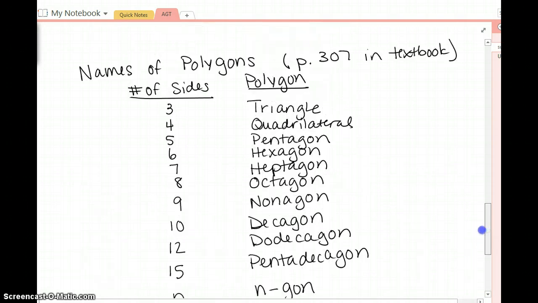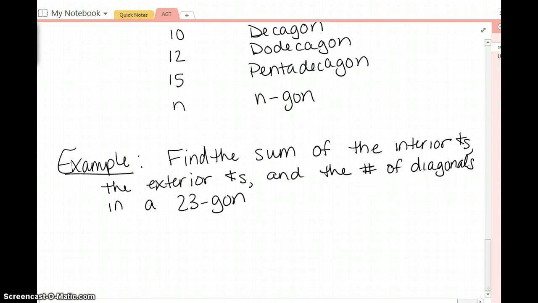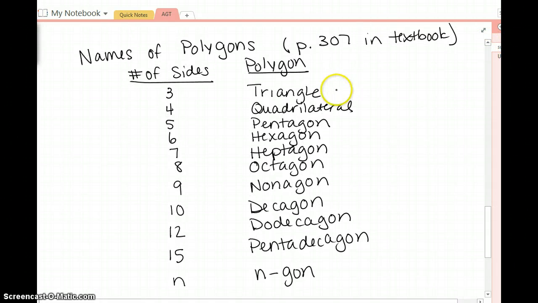Now in this unit, you're also going to need to know the names of the various polygons. Most of them you already know. They are on page 307 in your textbook. So a 3-sided polygon is a triangle, a 4-sided polygon is a quadrilateral, 5 sides is a pentagon, 6 sides is a hexagon, 7 is a heptagon, 8 an octagon, 9 is a nonagon, 10 is a decagon, 12 is a dodecagon, 15 is a pentadecagon, and just in general, an n-sided polygon is called an n-gon.